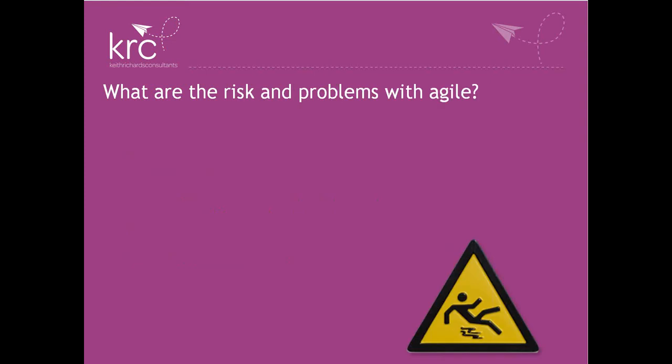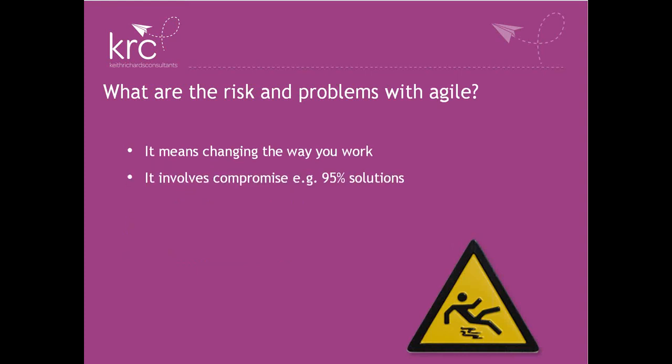In terms of the risks and problems with Agile, this is what you need to be aware of when you're on your Agile journey. Firstly, it does mean changing the way you work. There's an interesting line there, compromise, 95% solutions. Now, I've been doing this for ages, and a lot of our consultants are totally used to this, and most organizations we deal with now are so happy to have 95% of it, but if it's on time and it's well built and they've handled changes on the way, they are delighted.